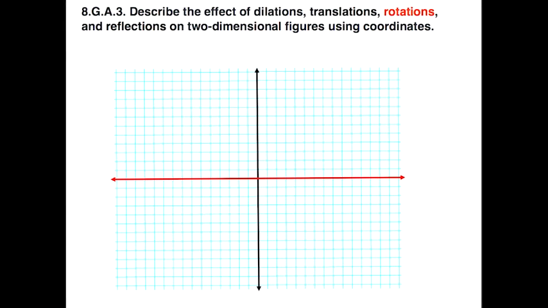Now let's look at what happens with rotations. We will only be dealing with rotations about the origin. When it comes to other types of rotations, that's more at the high school level. Let's say our original point is at the coordinates 2, 5.